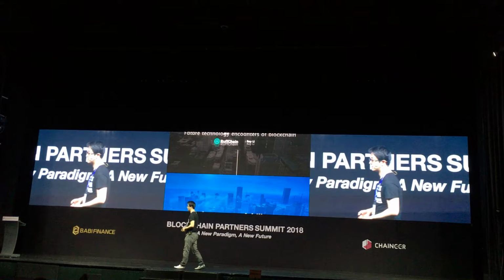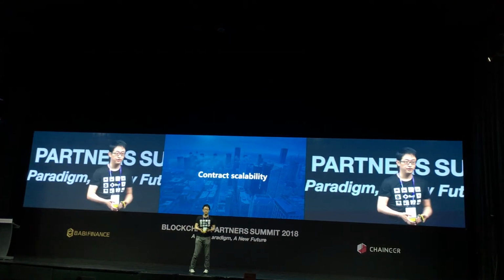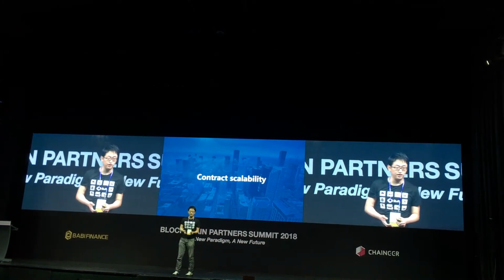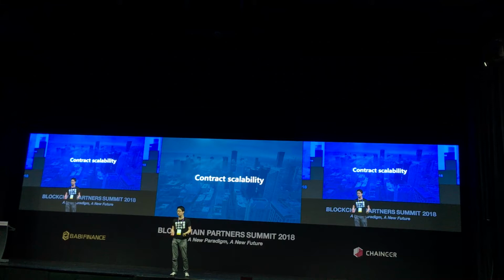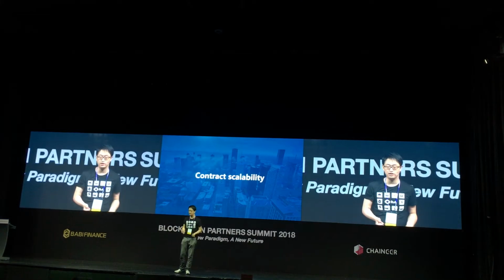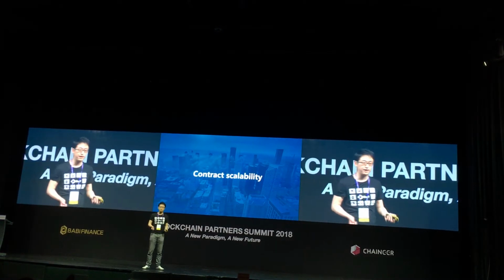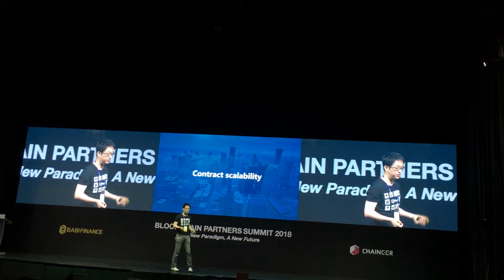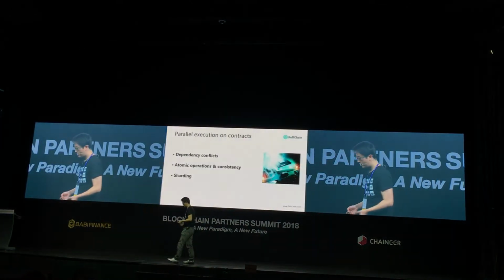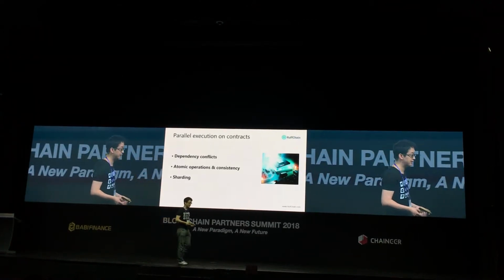So first I will go for scalability. It's called contract scalability. The reason I put contract in front of scalability is that for UTXO, it's not that hard. These are just transactions, and for transactions you can do parallel execution. Sometimes order matters with double spending, but most of the time, order doesn't matter. For contract scalability, the main problem is the dependency issues.